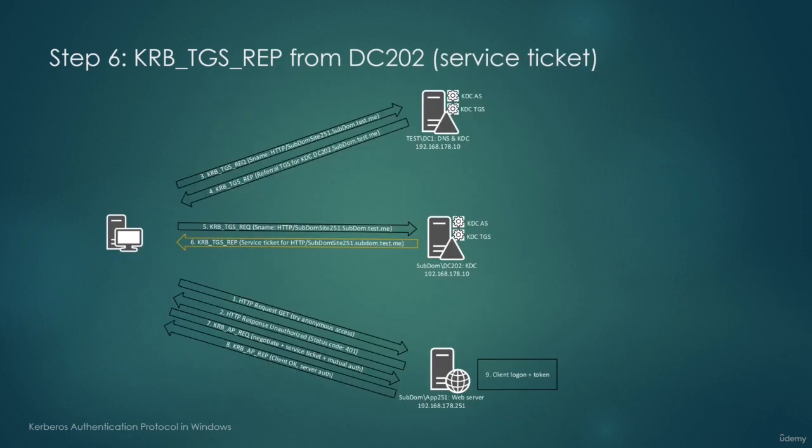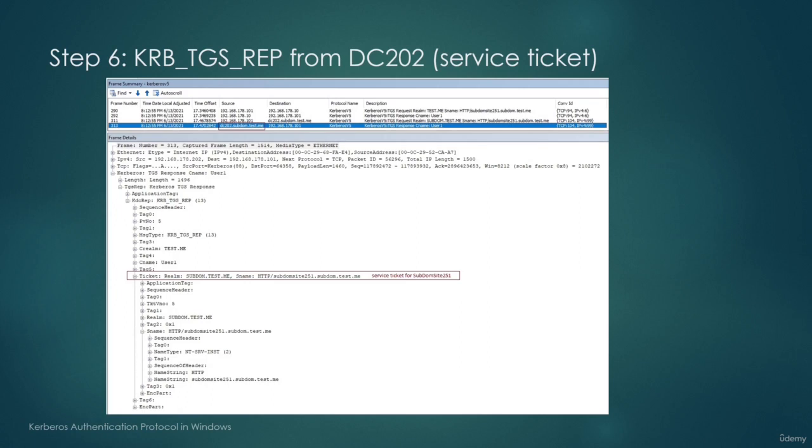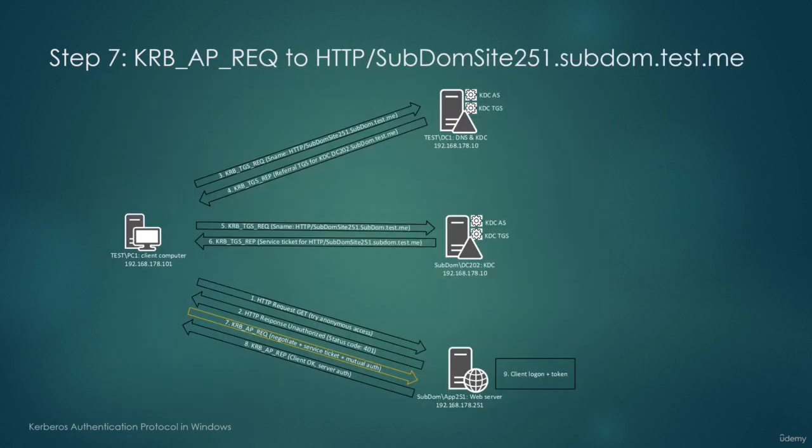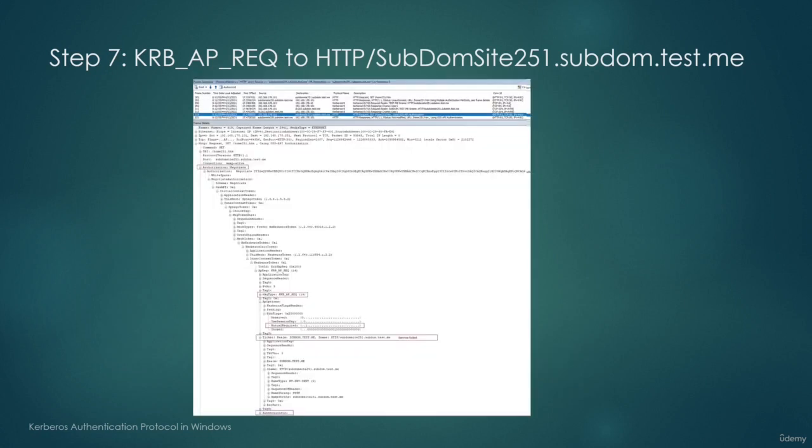The KDC TGS in the subdomain uses its copy of the inter-realm key to decrypt the referral ticket, and if it succeeds, it sends the client the service ticket for the target web server. Here is the service ticket for http://subdom site 251. The client then sends the application authentication request to app251, including the service ticket.